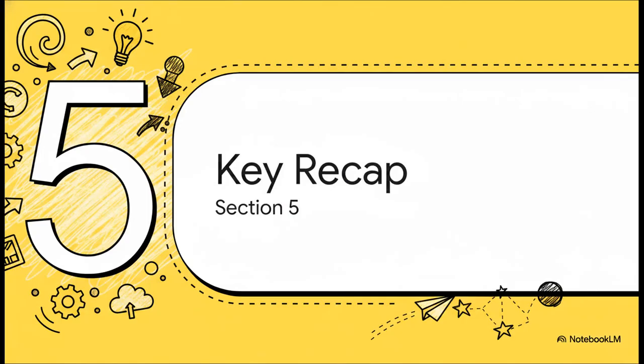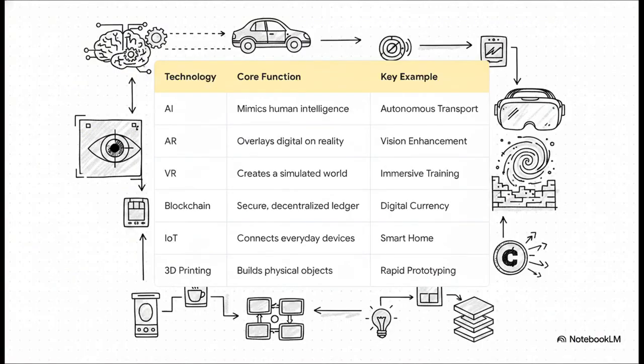Okay, we have flown through some enormous topics, so let's do a really quick rapid-fire recap of the absolute essentials you need to have locked in for your exam. This table right here is your perfect snapshot for a last-minute revision. You've got AI mimicking intelligence for things like autonomous transport. You've got AR overlaying reality, while VR completely replaces it.